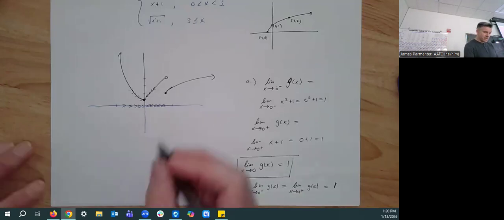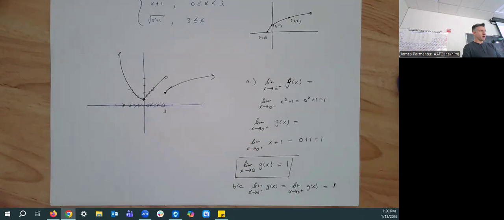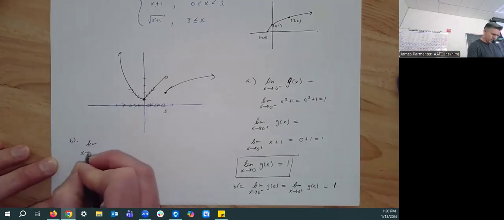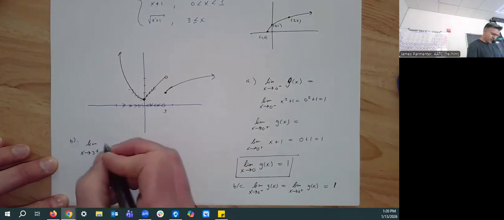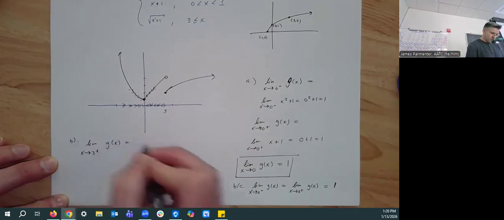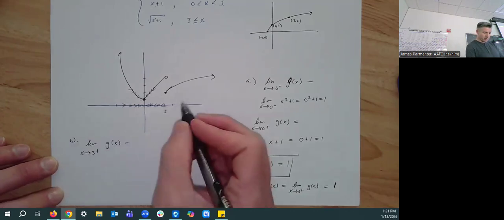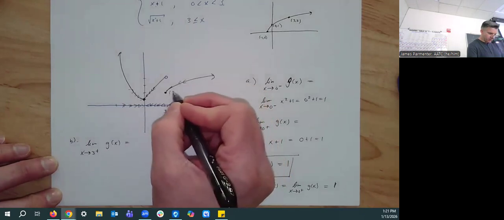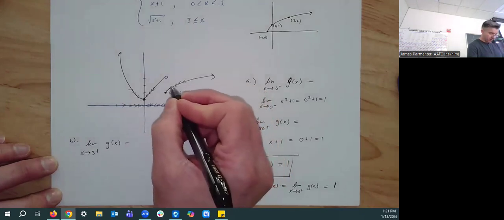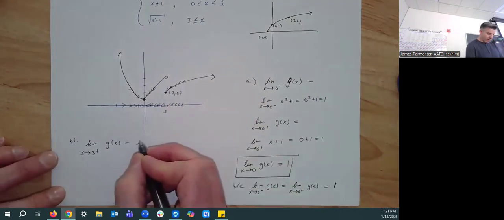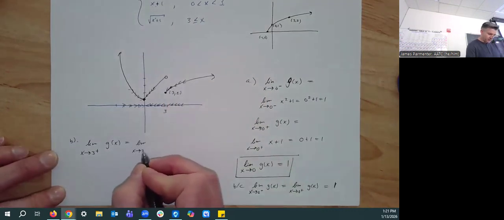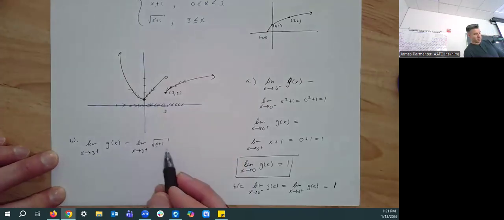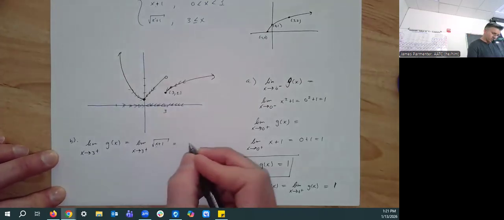In fact, we can see that for what's happening at 3 here. If we look at 3, the limit as x approaches 3 from the right of g of x. Well, again, you can either see it here that as we approach 3 from the right-hand side, the y values are getting closer and closer to 2. Or again, you can use the correct piece and say it's the square root of x plus 1, and as x approaches 3, x plus 1 approaches 4, and the square root of 4 approaches 2.